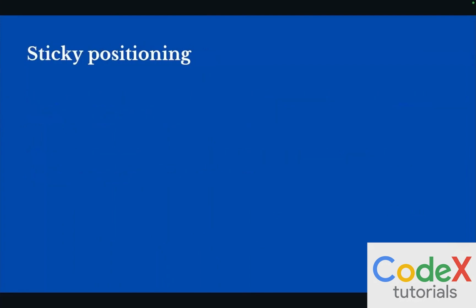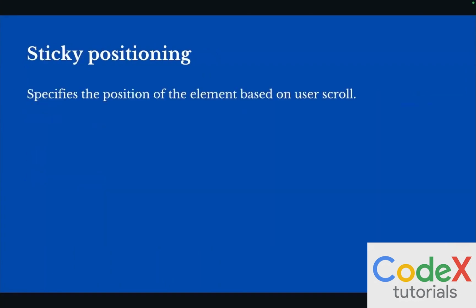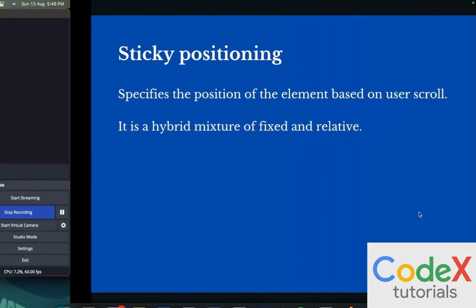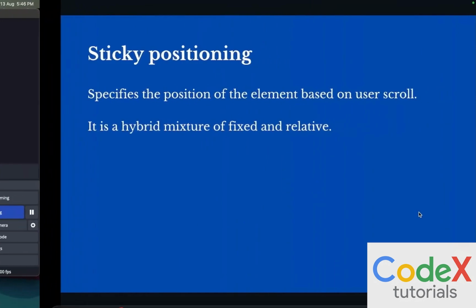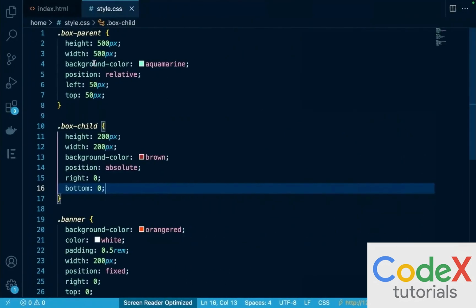Now let's talk about sticky positioning. Sticky positioning was introduced much later on, and all of the other position values were already present in CSS. Sticky positioning specifies the position of the element based on the user scroll, and it is basically a hybrid mixture of fixed and relative. You will see the use cases once I write down a particular piece of code, and you will see where sticky positioning might help.